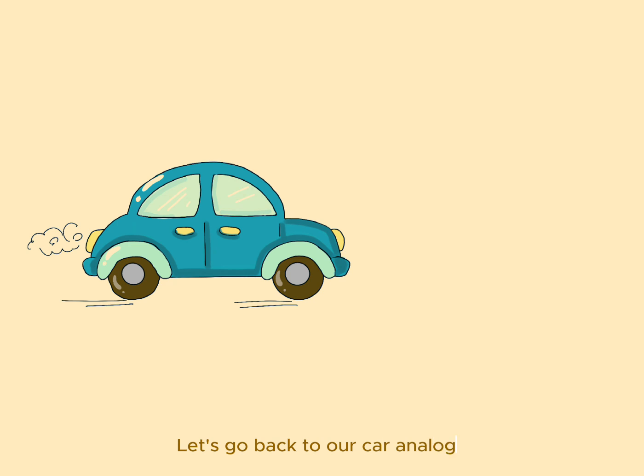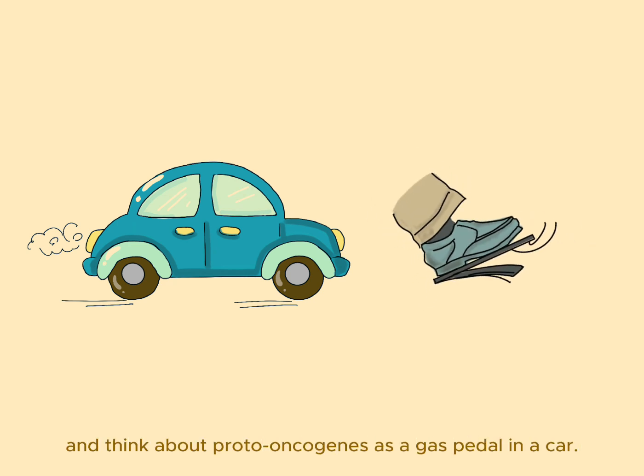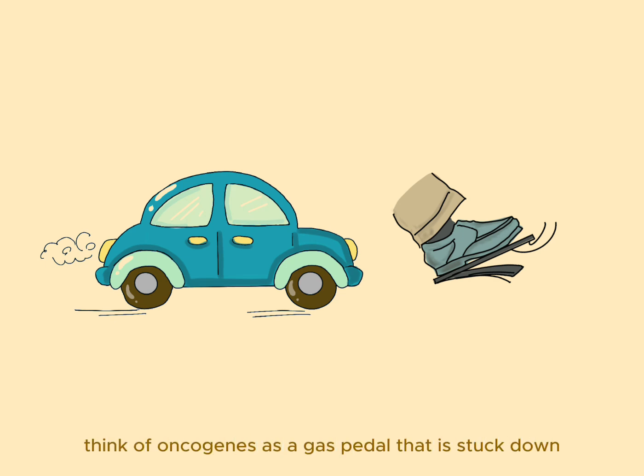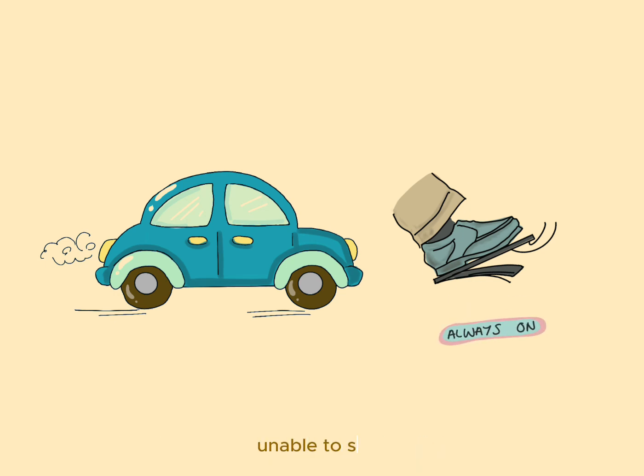Let's go back to our car analogy and think about proto-oncogenes as a gas pedal in a car. When you step on the gas pedal, the car moves, it functions properly, just like how proto-oncogenes help the cell grow and divide when they are turned on. Now think of oncogenes as a gas pedal that is stuck down, unable to stop the car, just like how oncogenes are always turned on, unable to stop, causing uncontrolled cell division.